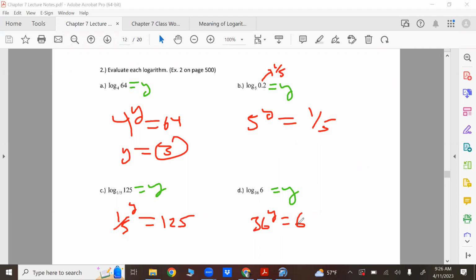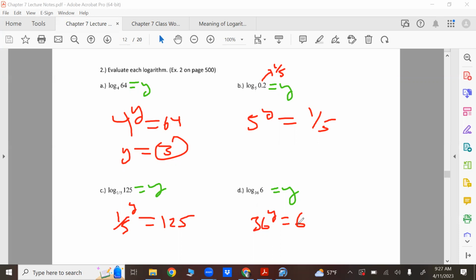All right, so see here, 0.2 jumps over, 0.2 is 1/5, so it jumps over, and you get 5 to the y equals that. Here, the 125 jumps over, you have 1/5 to the y equals 125. The 6 jumps over, 36 to the y equals 6. So if you're extremely consistent, these should not be that bad. Now, what do you think y would be for part B, this example? What would y be? -1. Good. Yep. Y would equal -1.